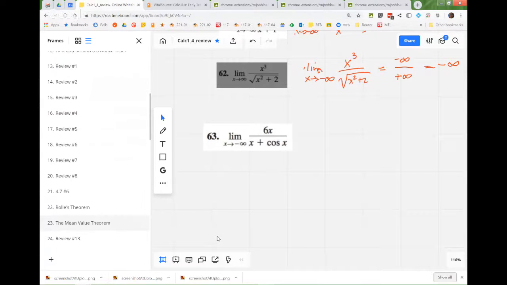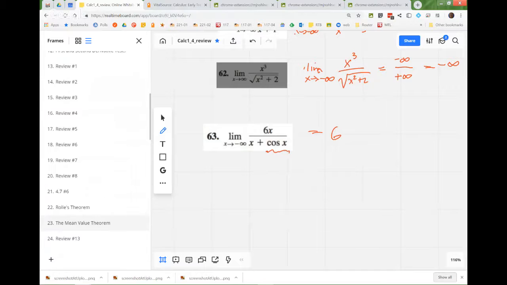So you really have both with degree 1, 6x and x. When you plug in a negative, you're going to have -6 times infinity over negative infinity. Negative divided by negative is a positive, so it's going to be positive 6. That limit should be 6. So this part right here didn't really amount to anything.